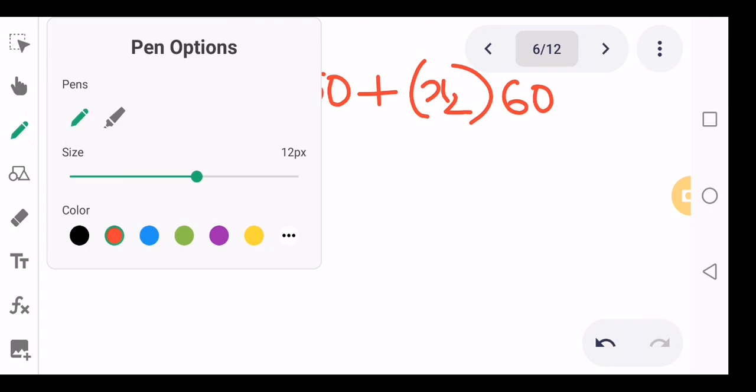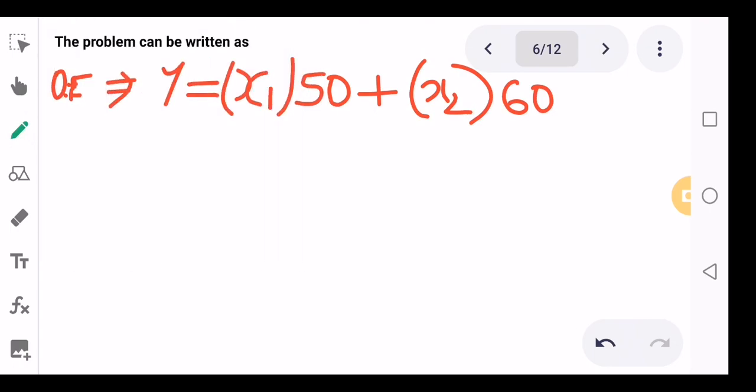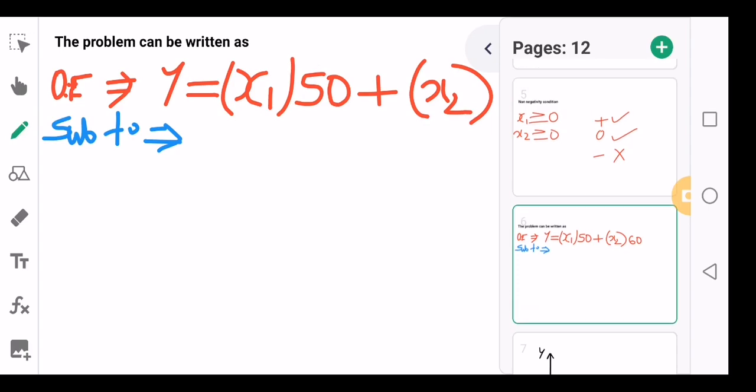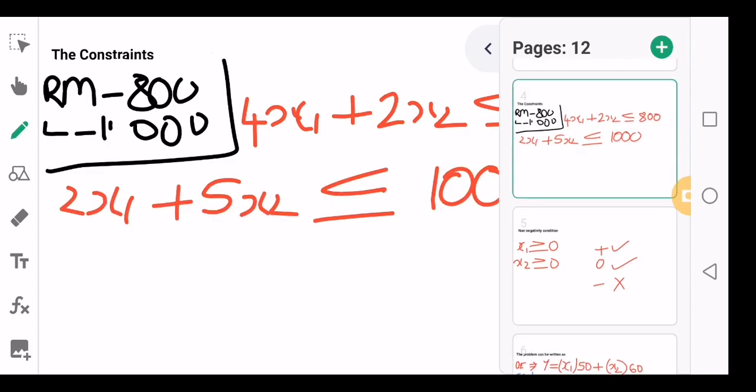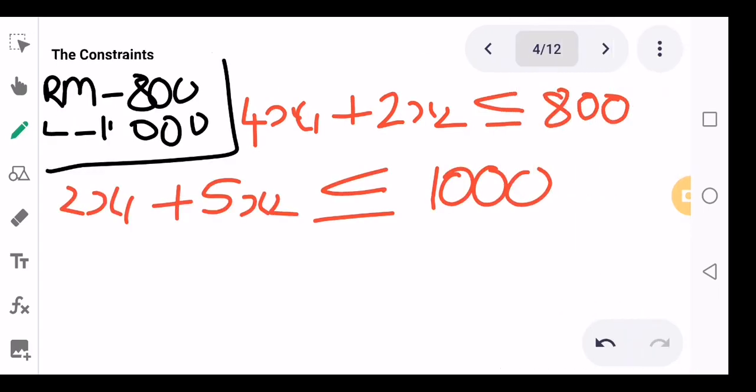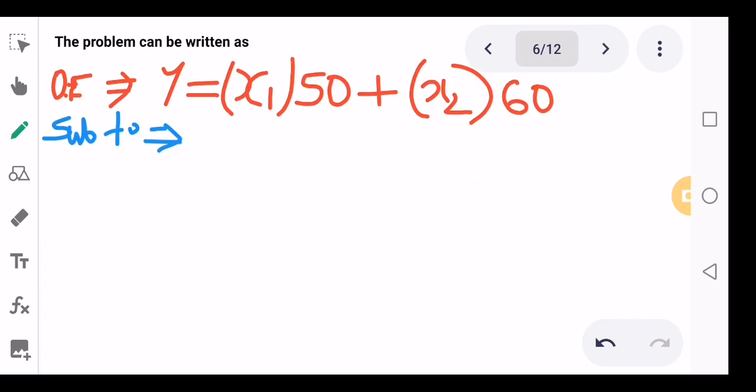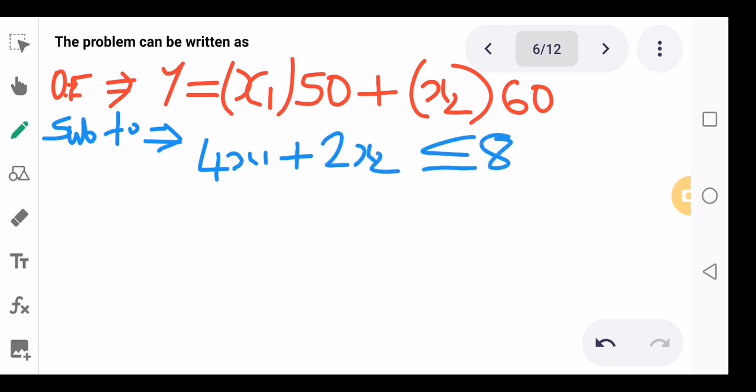The next thing is your constraints. All this subject to two constraints. The first one is with regard to raw materials. That is 4x1 plus 2x2 less than or equal to 800.